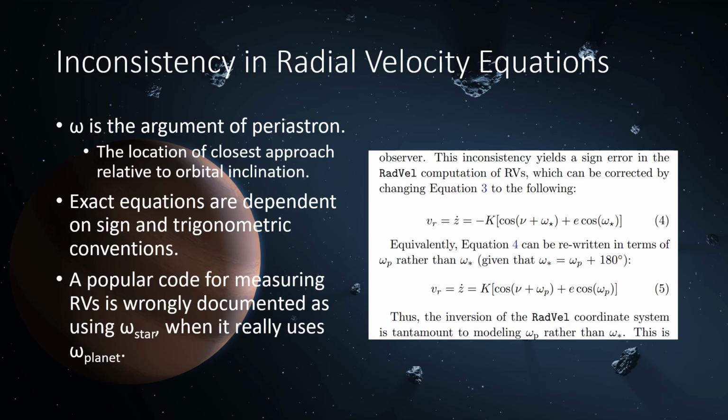But the radial velocities do tell us other things. And one of them is omega, which is the argument of periastron. And you can look that up, but the short version is, it is the angular location of closest approach to the star relative to the orbital inclination. And what Householder and Weiss discovered is that a popular computer code for measuring radial velocities had an error in its documentation. It said it was using omega star when it was really using the more appropriate omega planet.